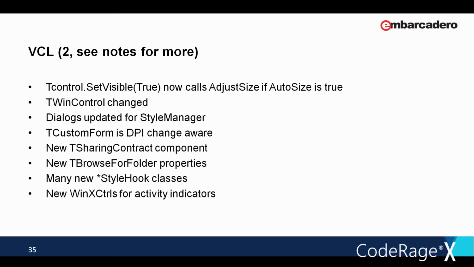TWinControl has changes. The dialogues are updated for Style Manager, so that's been improved. TCustomForm is DPI change aware, so all descendants from that are DPI change aware. The sharing contract component is for that new Windows API. The TBrowseForFolder properties support a whole bunch more folders. There's a lot of new style hook classes, and there's WinX controls for activity indicators on Windows.